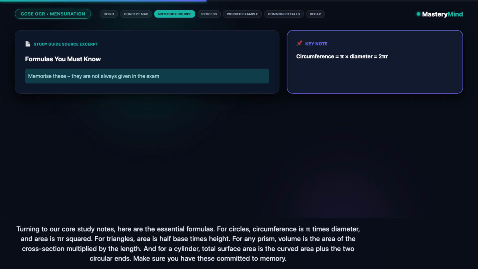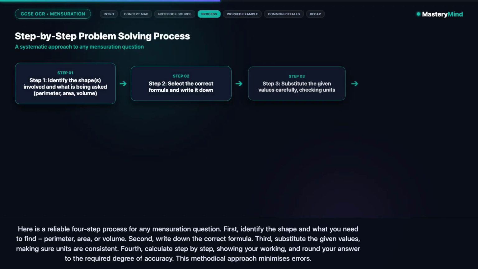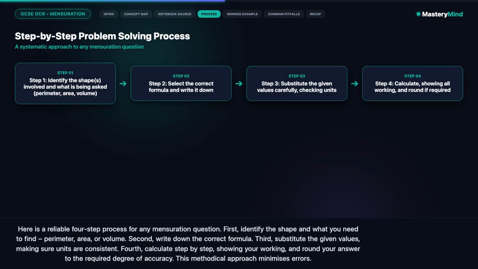Here is a reliable four-step process for any mensuration question. First, identify the shape and what you need to find: perimeter, area, or volume. Second, write down the correct formula. Third, substitute the given values, making sure units are consistent. Fourth, calculate step by step, showing your working, and round your answer to the required degree of accuracy. This methodical approach minimizes errors.